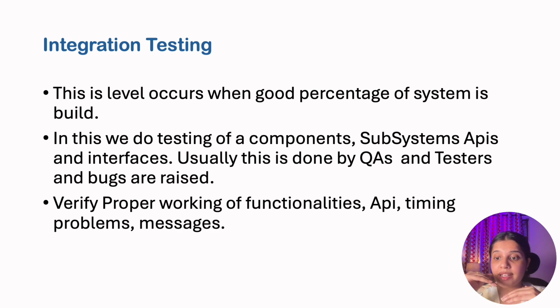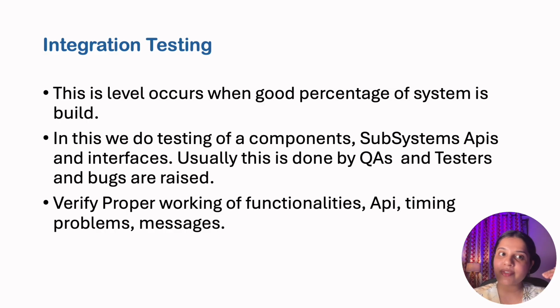Now, because a tester has complete functionality, or you can say a complete flow, right? You're logging in and then you're landing onto a page. This is one functionality, one flow. Okay. So these levels occur when a good percentage of the system is built. That means many small components written together, working together, or you can say subsystems are developed.